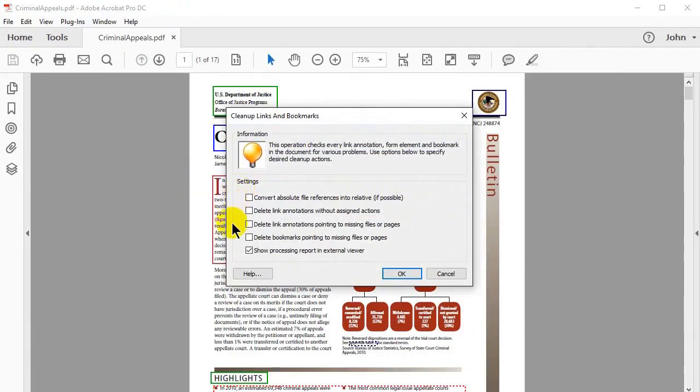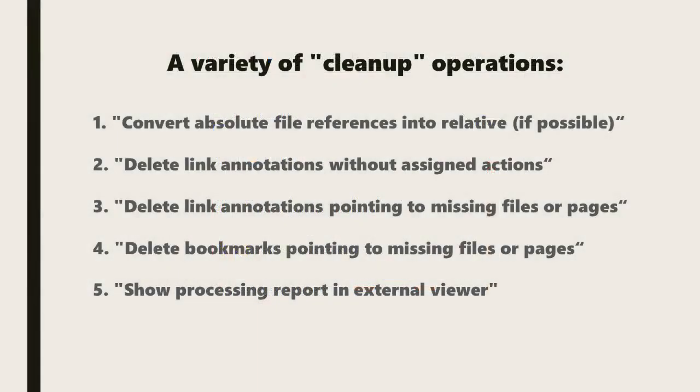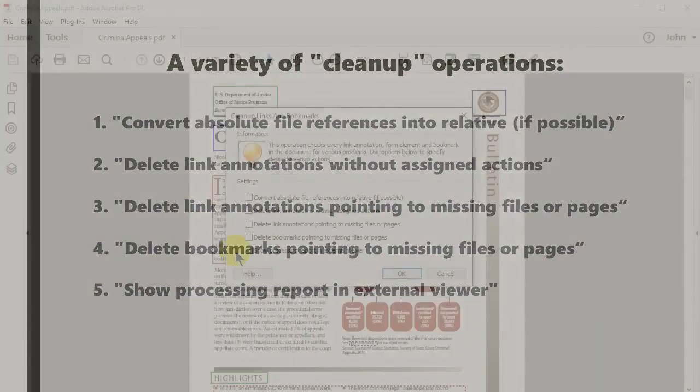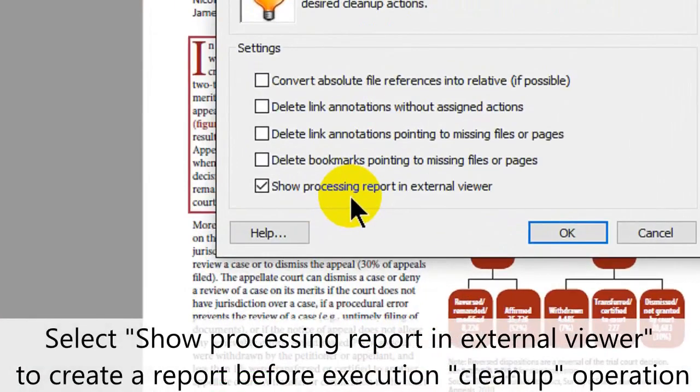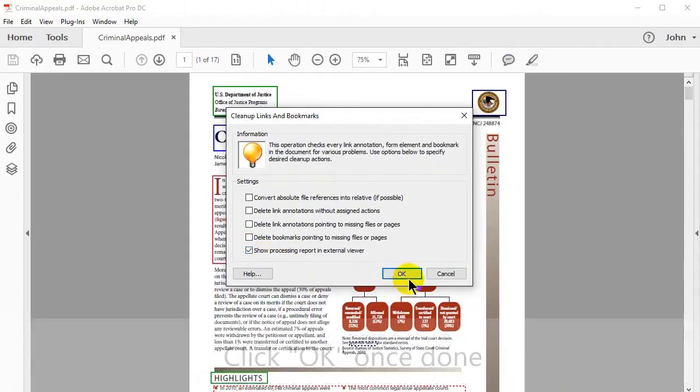In the window that opens, you are presented with a variety of cleanup operations. These are to convert absolute file references into relative, if possible, to delete link annotations without assigned actions, to delete link annotations that direct us to missing files or pages, to delete bookmarks that direct us to missing files or pages, and to show a processing report in an external viewer. Select the final option to show a processing report in an external viewer to create a report before executing this cleanup operation. Click OK once this is done.